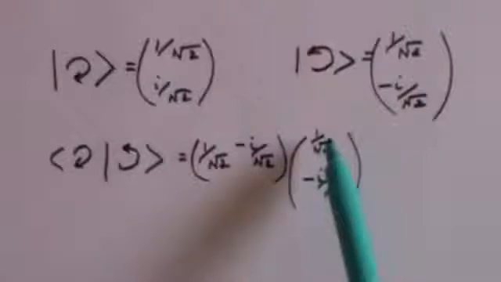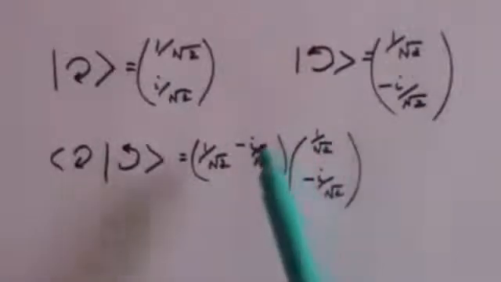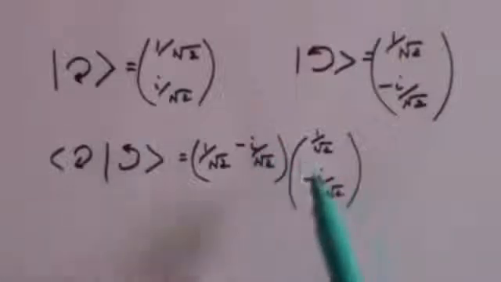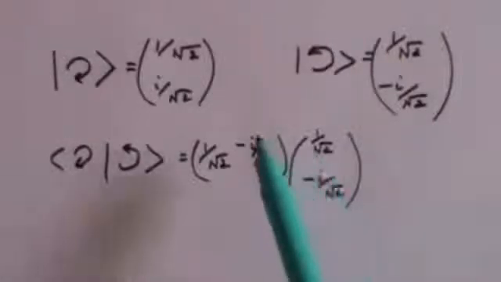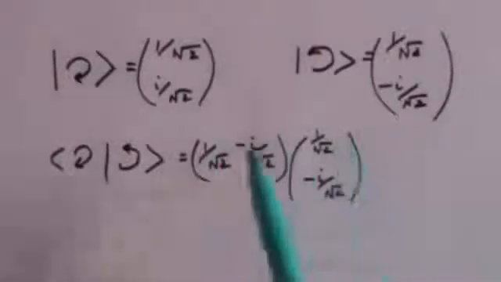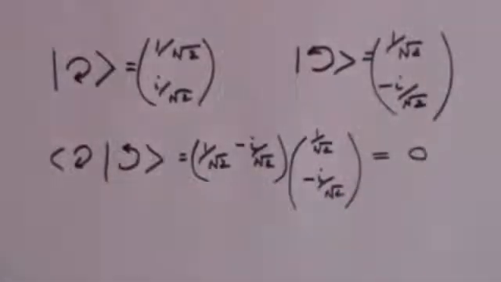And what do you get? You get 1 over root 2 times 1 over root 2 is a half. You get minus i over root 2 times minus i over root 2, and minus times a minus gives you a plus. So it's plus i squared over 2, but i squared is minus 1. So you've got a half minus a half equals 0.